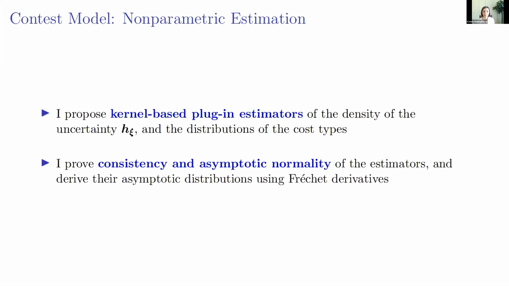To estimate the model, I propose kernel-based plug-in estimators of both the density and the uncertainty of the players' cost types. And then I prove consistency and asymptotic normality of these estimators. I also derive the asymptotic distributions using Fréchet derivatives.